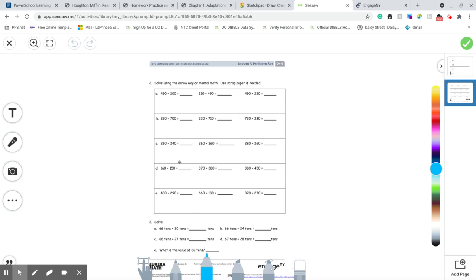And then on the back, you're doing the same thing. It says solve using the arrow way or mental math. And then down here, you are going to solve these problems that are in unit form.